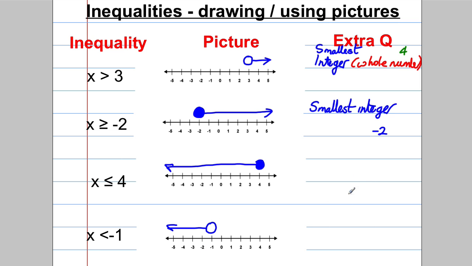And they could ask you other questions here, like what's the biggest integer that this could be? Well, it could be 4. The biggest thing it could be is 4. What if they ask you what the biggest integer, whole number, that this could be? Well, it would be -2. It can't be -1, and the biggest means more right on the number line.